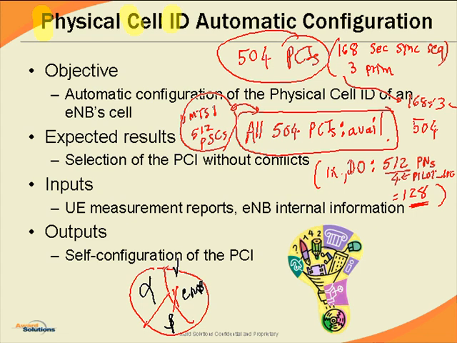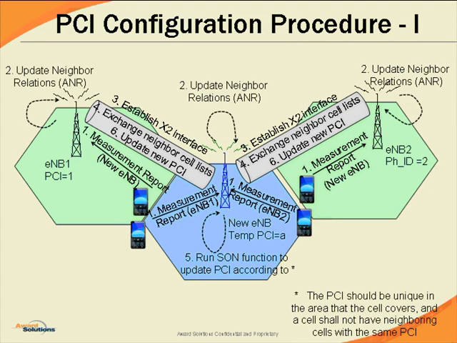The idea behind PCI configuration through automated means is that we would avoid using the same PCI in that neighborhood, and since it is automatic configuration, we eliminate human intervention. So the hope is that the PCI we choose is not experiencing any conflicts with the PCIs already in use in that specific geographic area.